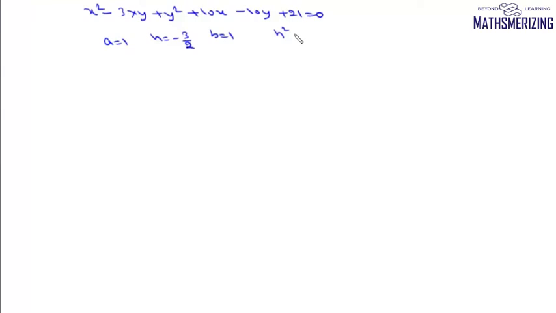Now let us take another question: trace the curve x square minus 3xy plus y square plus 10x minus 10y plus 21 equals 0. Now in this case, value of a is 1, value of h is minus 3 by 2 and value of b is 1. So h square is greater than ab. So this equation actually represents a hyperbola.